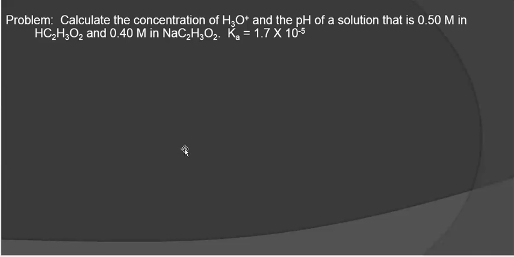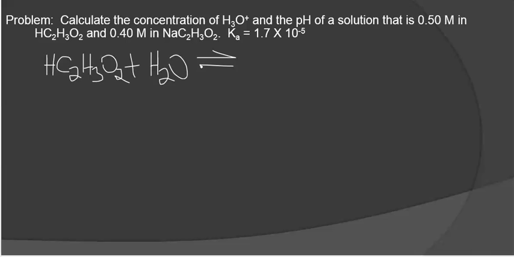Let's look at an example. Calculate the concentration of H3O and the pH of a solution made from acetic acid and sodium acetate. First thing I need is an equation. So we're going to start off with my weak acid plus water forming H3O and acetate.